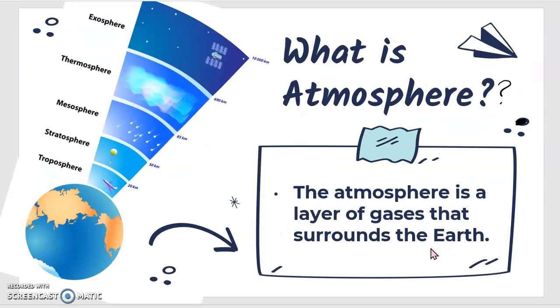But then, let's go back first to what the atmosphere is. The atmosphere is a layer of gases that surrounds the Earth. If you look at this illustration, this is the Earth, and these are the layers of the atmosphere. The one closest to the Earth is the troposphere, followed by the stratosphere. Next, the mesosphere, the thermosphere, and the exosphere.